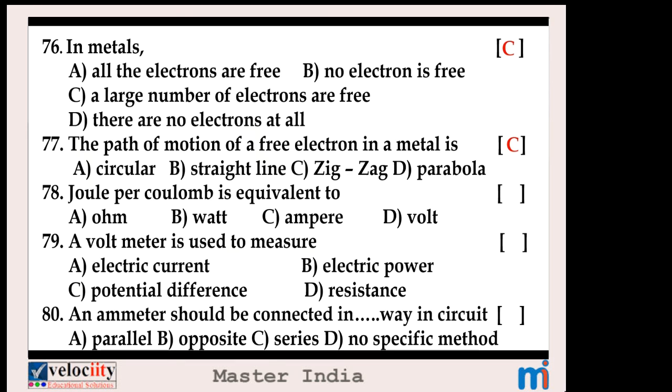78. Joule per coulomb is equivalent to A. Ohm, B. Watt, C. Ampere, D. Volt. Answer is D. Volt.